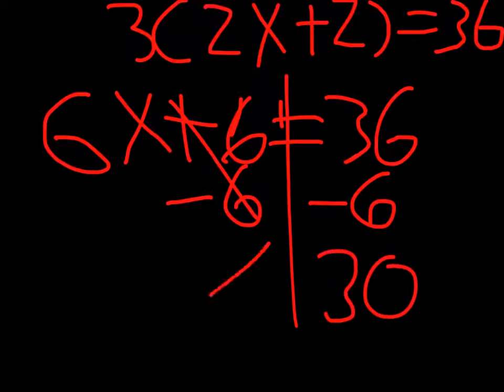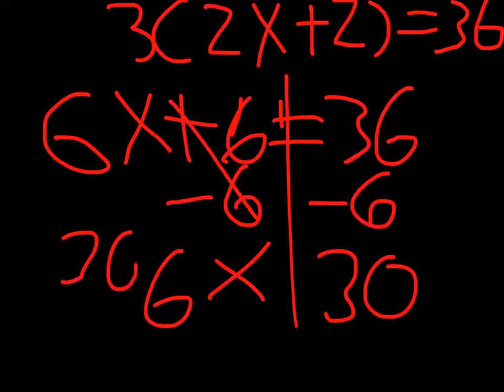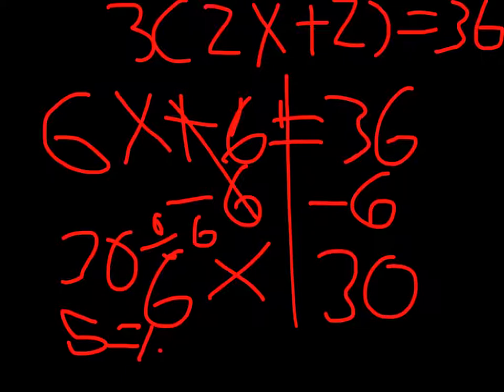And then the x and the 6 come down on the other side. Now we're going to have to divide 30 by 6. And dividing 30 by 6 is going to equal 5. And so that equals x. The answer is x equals 5.